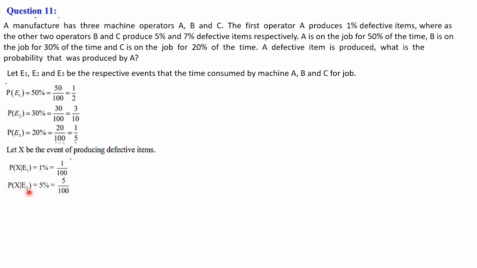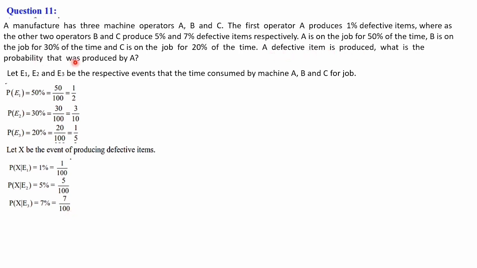Next is P of X given E2, a defective item produced by operator E2. This way of writing is okay if you are able to write it from the question, no need to define it. So P of X given E2 in the sense a defective item is produced by E2, E2 in the sense operator B, that is 5%, 5 by 100. Next is X given E3, in the sense a defective item is produced by operator C, that is 7%, that is 7 by 100.